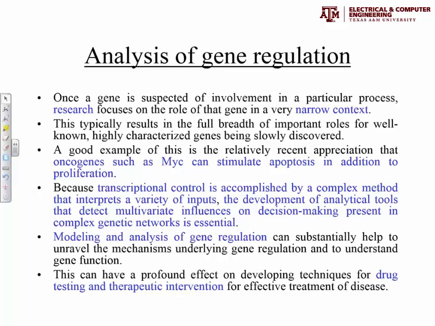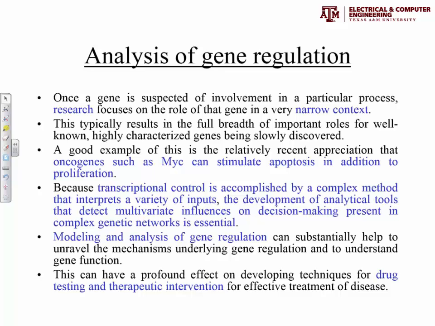But it took a long time to discover that it could also stimulate apoptosis because you don't have the complete picture. Transcriptional control is accomplished by a complex method that interprets a variety of inputs. Remember all the transcription factors that are getting onto the RNA polymerase. All of them have a contribution. If all those transcription factors are not expressed at the right time, at the right location, you're not going to have transcription. Because of this, the development of analytical tools which are able to detect multivariate influences on decision making present in complex genetic networks is essential. It's not enough to just have univariate tools.